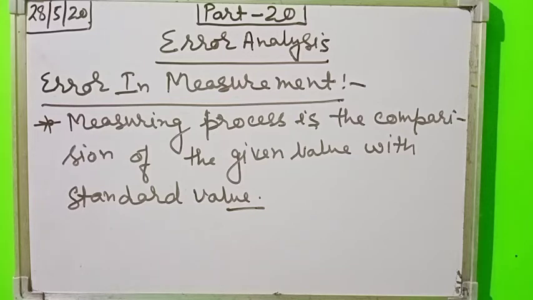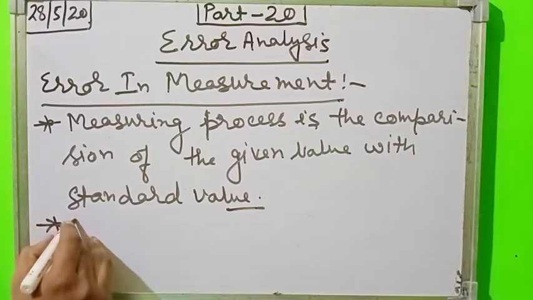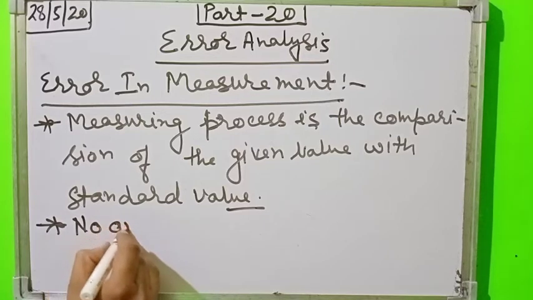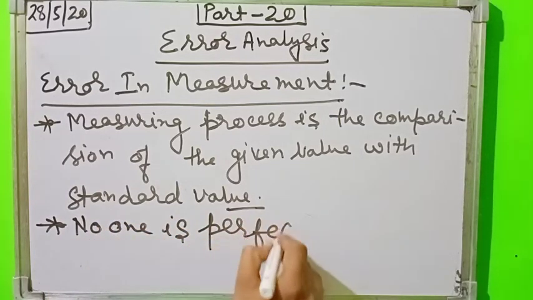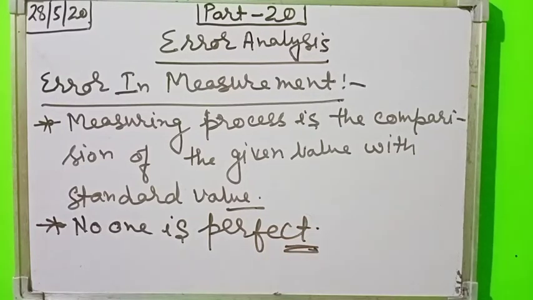No measurement is perfect because no one is perfect. No one is perfect. However hard you try to get a perfect value, there is a certain amount of error. So no measurement is perfect and error is involved in the process.